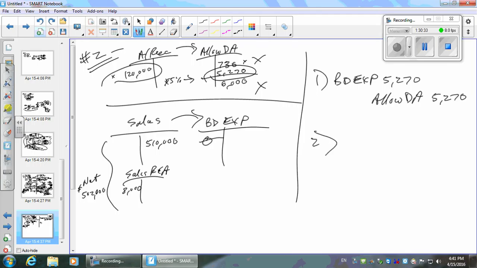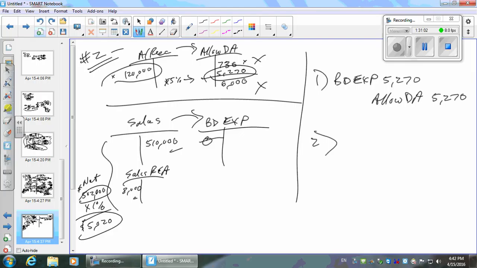Okay. The second one, what are we going to do? It says, whole different thing. 1% of net sales. What's net sales? 502,000. What's 1% of that? 5,020, right? What do I want to be 5,020? Does everybody see the 502? Every one of you? Do you see where I got the 502? It's the sales less the sales returns and allowances, because it says net sales, right?